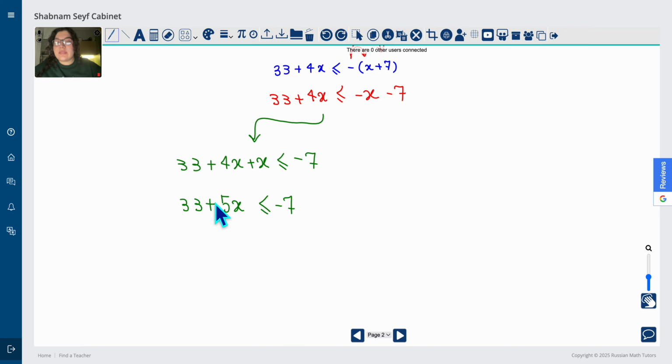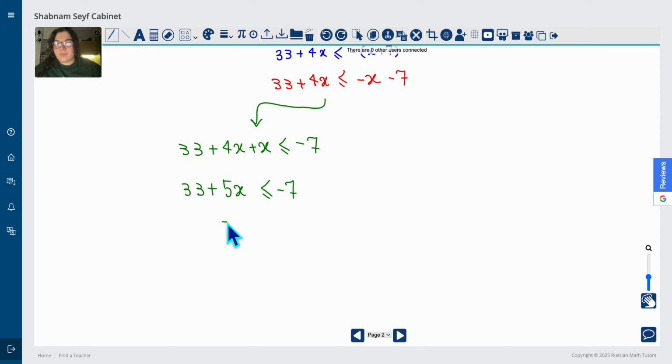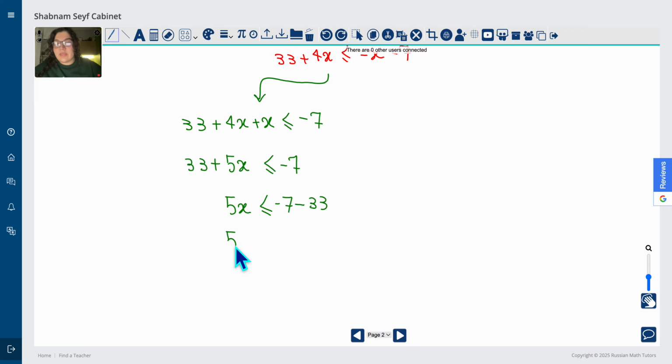Now we want to isolate the 5x, therefore this 33 has to be moved to the right side. Or in other words, we have to subtract 33 from both sides. That's going to give us 5x is less than or equal to negative 7 minus 33. Simplifying a bit more, 5x is smaller than or equal to negative 40.